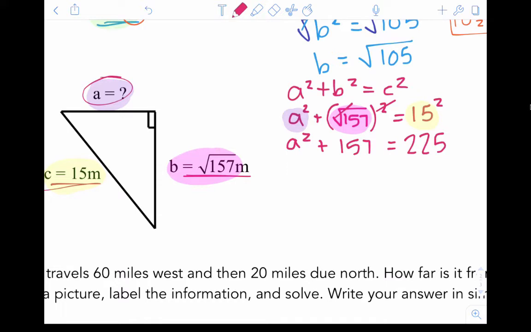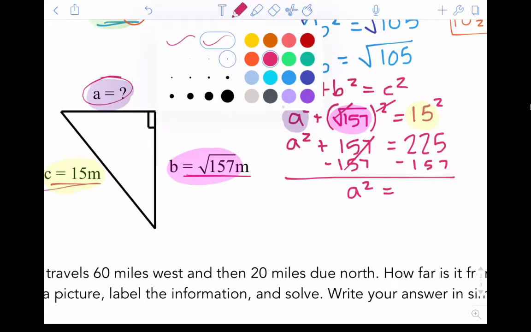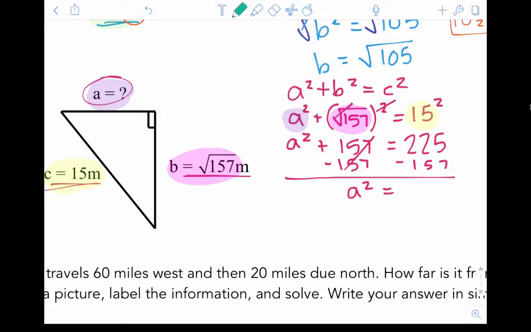Now I need to finish solving this, so I need to subtract 157 from both sides. I'm not quite sure what 225 minus 157 is, so I'm going to go through that process and simplify it. On the left, I have a squared. On the right, I need to do some borrowing in order to subtract. So I need to borrow over here. This becomes 12, but I need to borrow again, and that's 15.